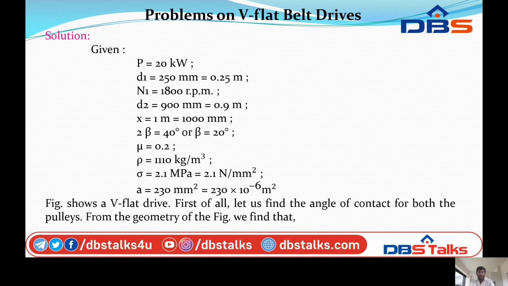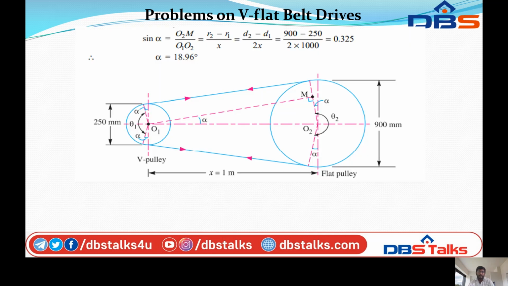The figure shows the V belt drive. First of all, let me find the angle of contact for both pulleys from the geometry of the figure. This is shown in the figure. The distance between the two pulleys is x, 1 meter. The small pulley is the V pulley and the large pulley is the flat pulley. The diameter of the large pulley is 900 mm and the small pulley is 250 mm. So we can calculate the theta value and alpha using the formula.